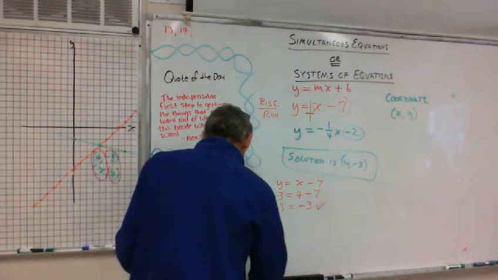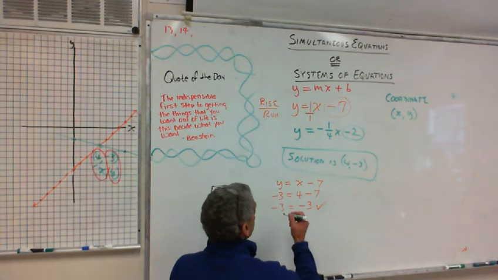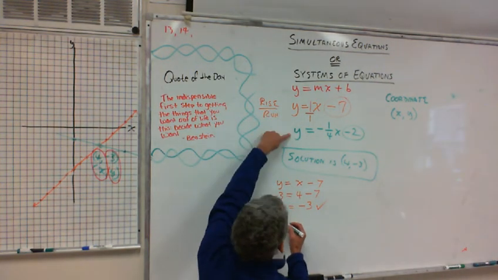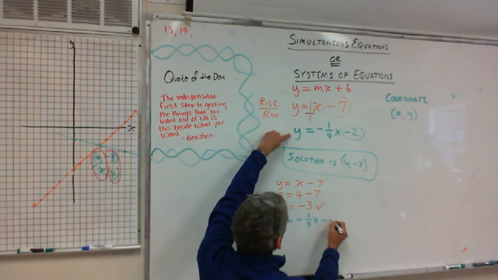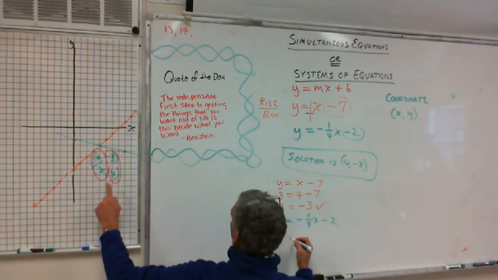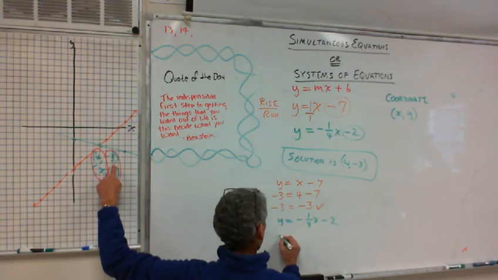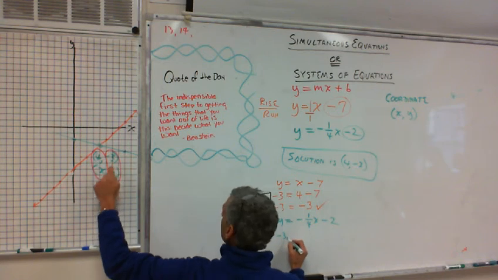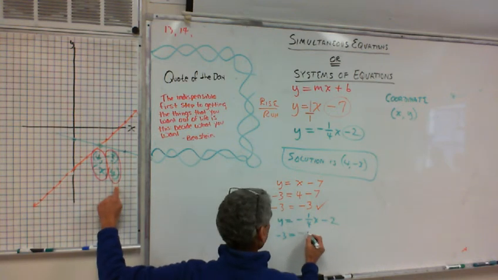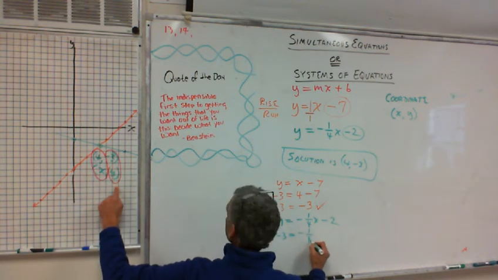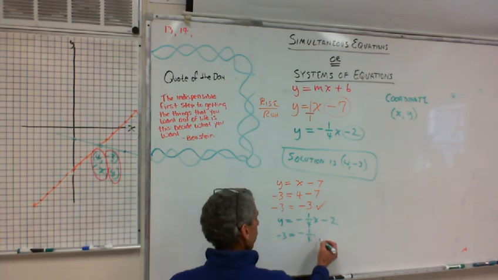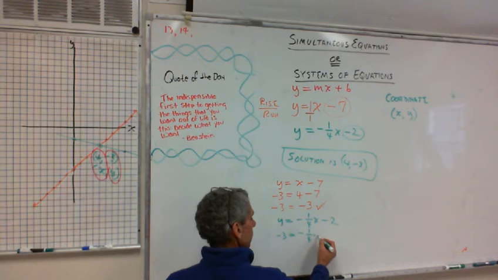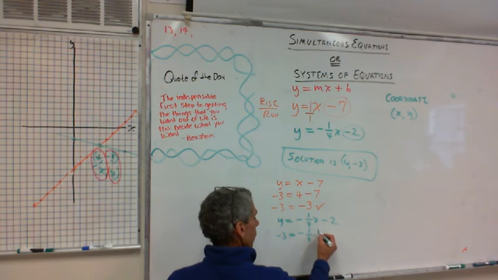So I'm going to go down with my green now. And I'm going to do this. I got y equals negative 1/4 x minus 2. So my y is negative 3. Negative 3, right? Equals negative 1/4 times my x. My x is 4. How would I write 4 as a fraction? 4 over 1.